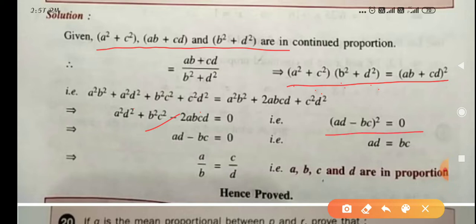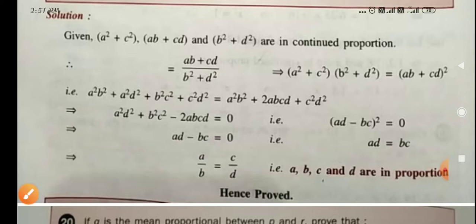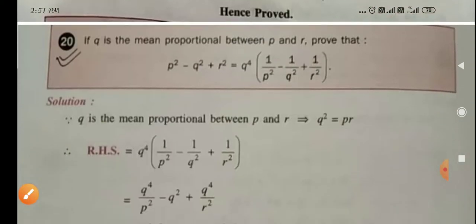When (AD − BC) whole square is equal to 0, AD − BC is equal to 0, so AD equals BC. If you see A upon B equals C upon D and do cross multiplication, it will come AD equals BC. So if you are getting AD equals BC, you can say A upon B equals C upon D, which means that A, B, C, D are in proportion.